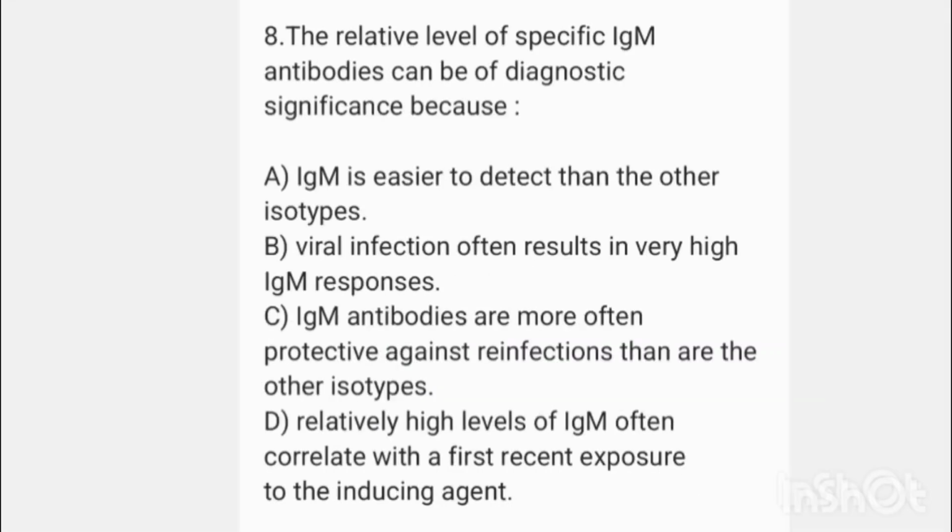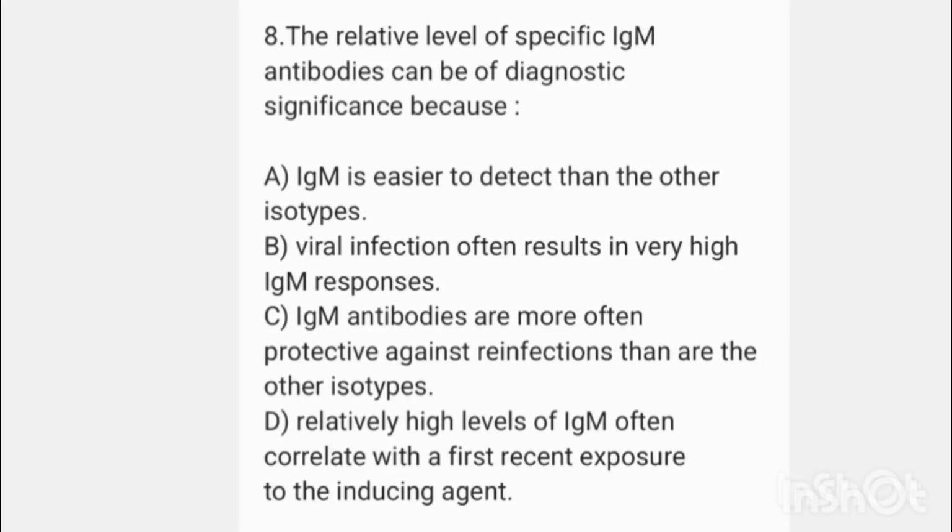Eighth question. The relative level of specific IgM antibodies can be of diagnostic significance because A. IgM is easier to detect than the other isotypes. B. Viral infection often results in very high IgM responses. C. IgM antibodies are more often protective against reinfections than are the other isotypes. D. Relatively high levels of IgM often correlate with a first recent exposure to the inducing agent.